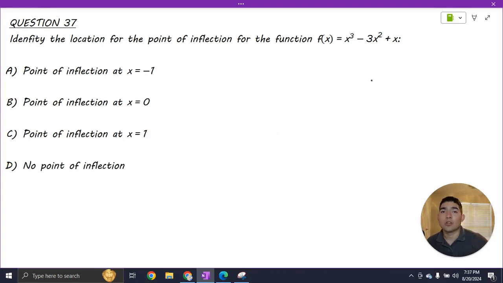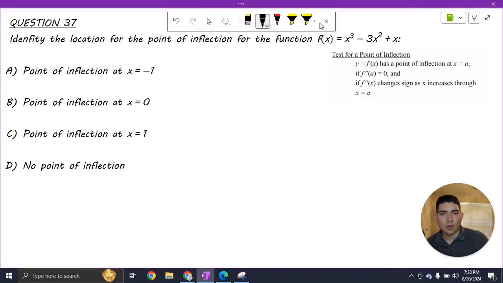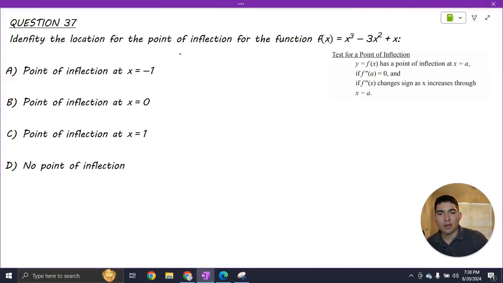So moving on to number 37, this is going to be our last problem for this section. And it's going to be one more practice problem on finding the point of inflection for a function. So once again, I went ahead and put the point of inflection test right here from the FE reference manual. So once again, we need to find the second derivative of the function, so that we can then know what value x equals a will give us f double prime of a equals 0.